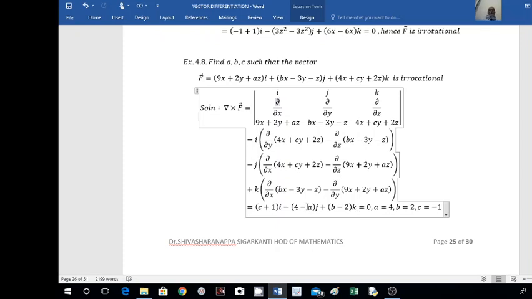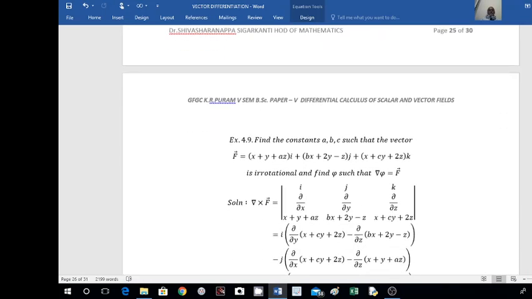Given that this is equal to 0, if a vector quantity equals 0 it means the i term equals 0, the j term equals 0, the k term equals 0. This i term, c plus 1 equal to 0, means c equals minus 1. 4 minus a equal to 0 means a equals 4. b minus 2 equal to 0 means b equals 2. That is, the values of a, b, c are 4, 2, minus 1. Okay.